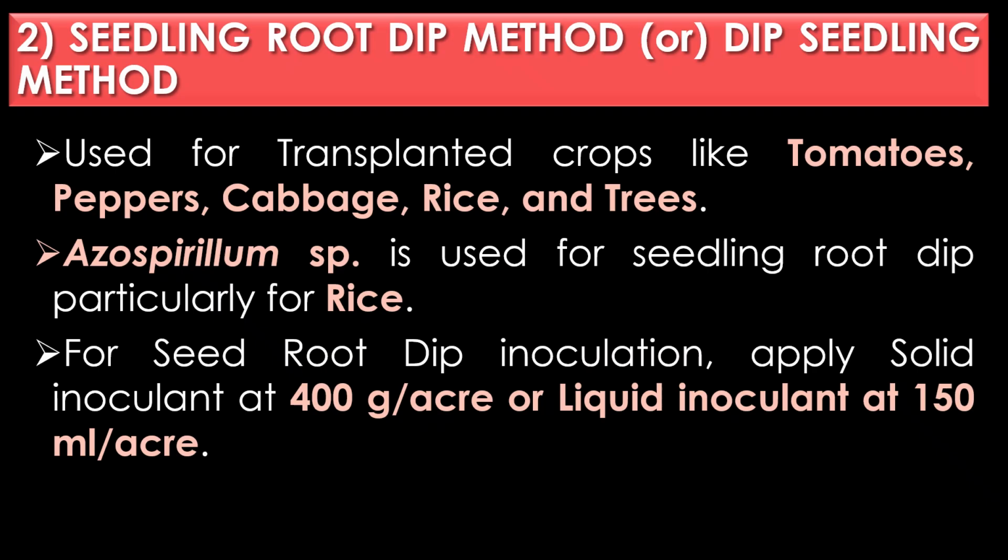The second method of field application is the seedling root dip method, which is also called the dip seedling method. The seedling root dip method is used for transplanted crops like tomatoes, peppers, cabbage, rice and trees. Azospirillum species is used for seedling root dip, particularly for rice. For seedling root dip inoculation, apply solid inoculant at 400 grams per acre or liquid inoculant at 150 ml per acre.